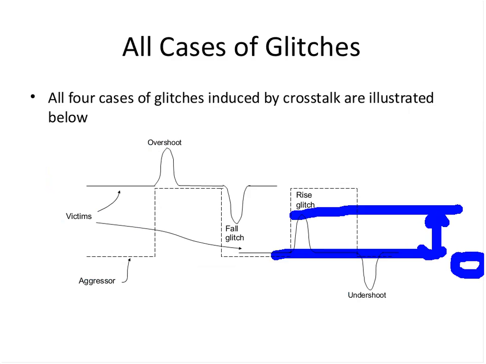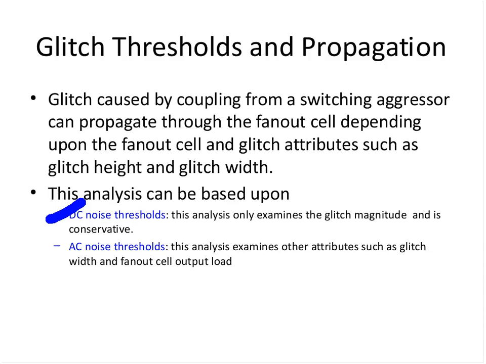The width of the glitch is how much time the glitch is active. So these are two effects here. The DC analysis only depends on the magnitude, the height of the bump. The AC analysis examines other attributes such as the glitch width and the fan out cell, what the fan out cell output is. So let's see what both these analyses do.